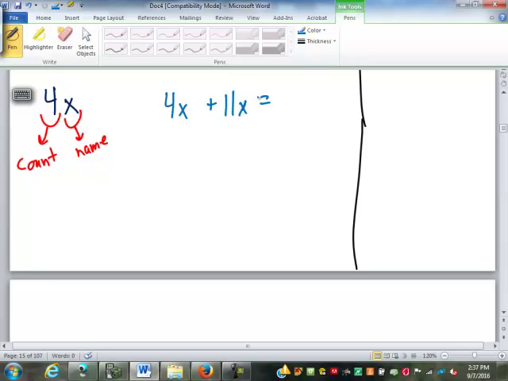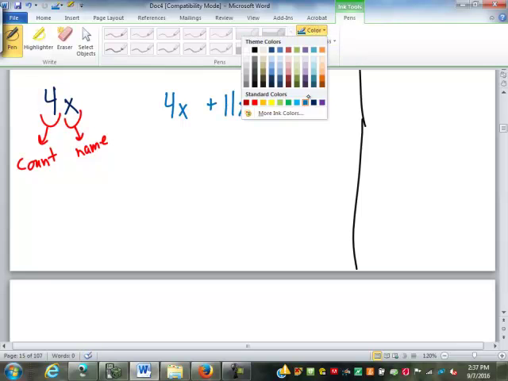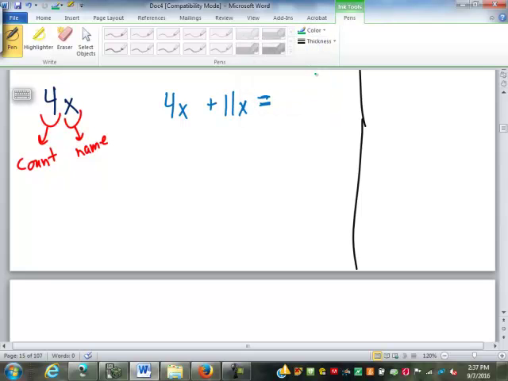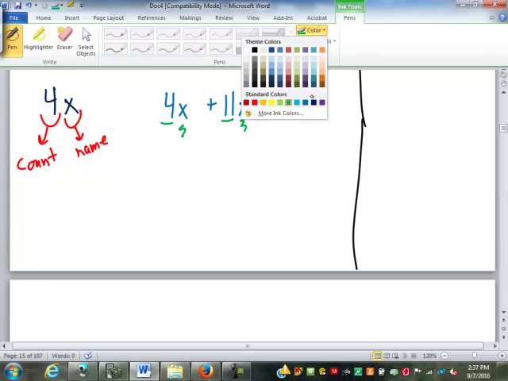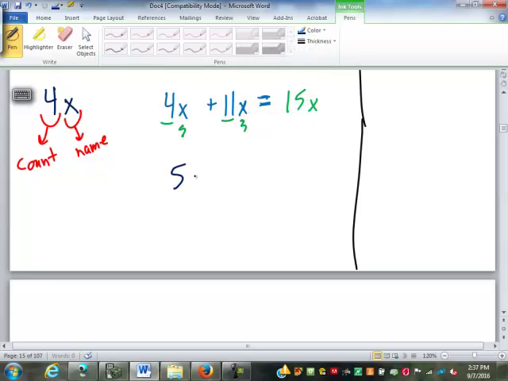So if I want to add 4x plus 11x, what do I get? Well, when I add numbers, I combine counts. 4 and 11 make 15, and I keep the same name. So x and x stays x. What do I get when I try to add 5x and 2y?